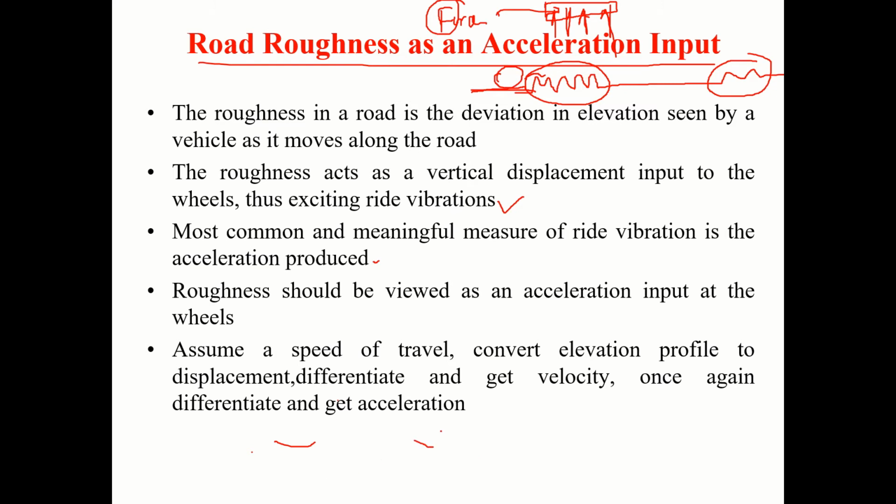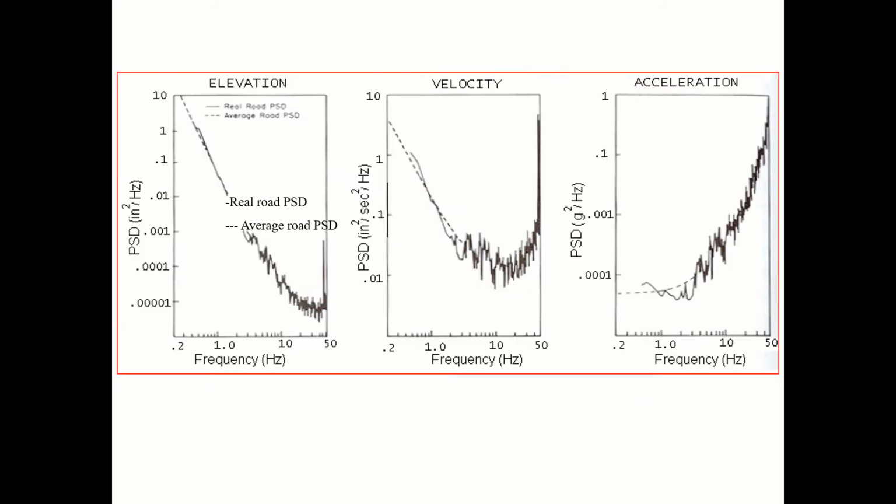While developing the equation, assume a speed of travel, convert the displacements to an elevation profile, and differentiate, and you will get the velocity. If I differentiate once again, we get the acceleration. So from here we can write that equation.